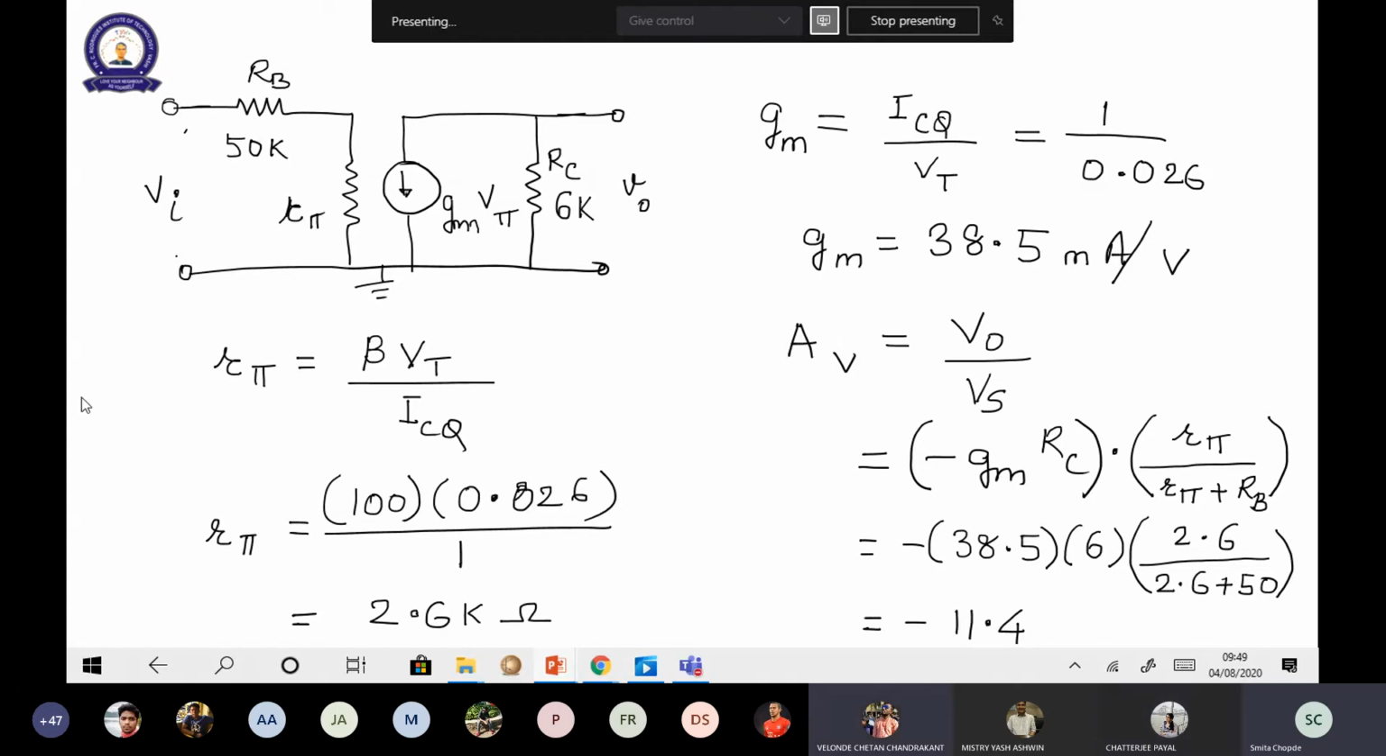So resistance RB is connected between the input and the base, and your resistance RC is connected between the collector and emitter terminal. As I told you, you will have to find out the value of R pi and GM. Here lies the answer to that.